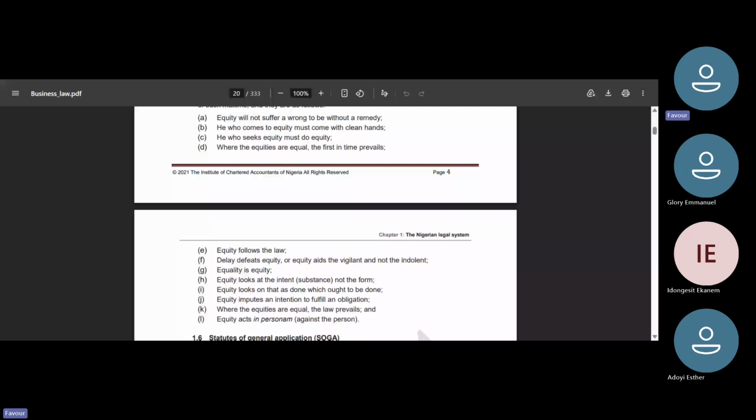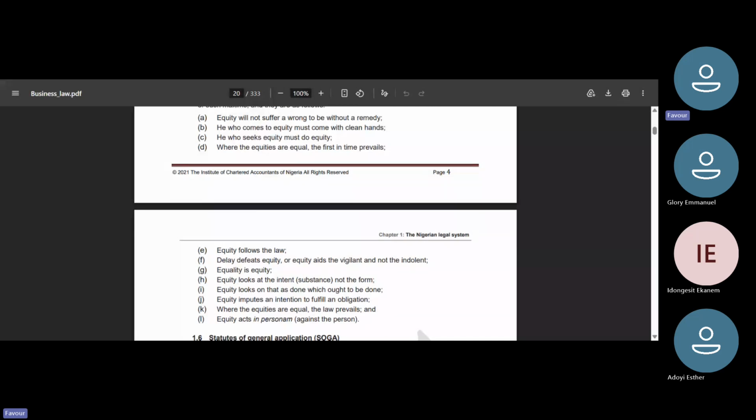And equity looks at the substance, that is the intent. What is the intention of this, not the form. So it is basically saying substance over form. Equity looks at the intent, not the form. Equity looks on that as done which ought to be done.